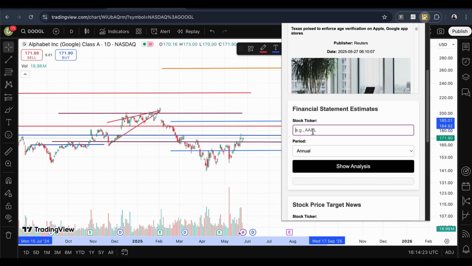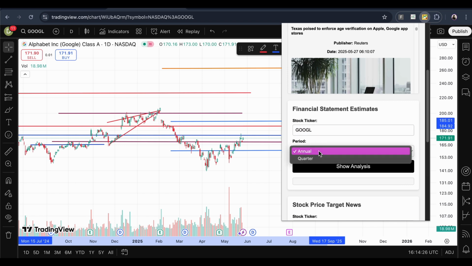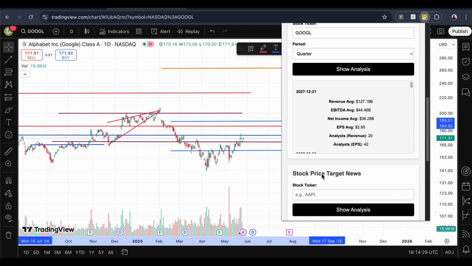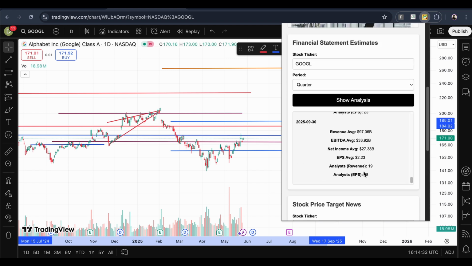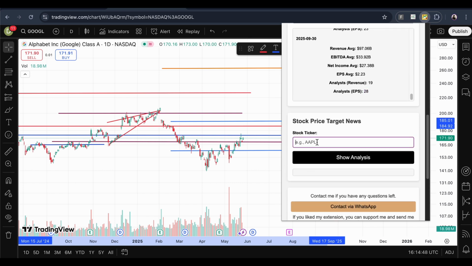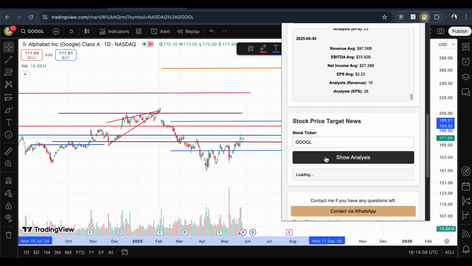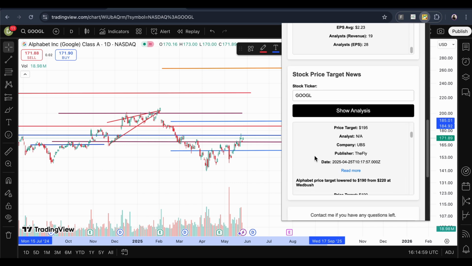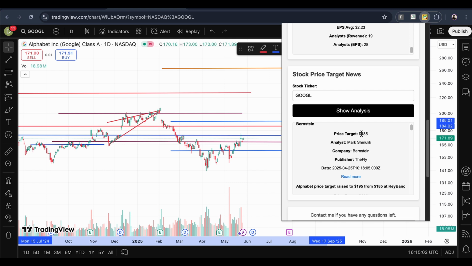Then you can also look for the estimates for the company, choose the quarter period, and once you hit the show analysis button, you see the revenue average forecasted by 90 analysts and EPS average 2.23 forecasted by 28 investment analysts. So if the company reports better, the stock price can go higher and can skyrocket and even cross this resistance level. So you should monitor the prices closely. The next step, let's see the target prices calculated by top investment analysts. You see the most recent price is 185.